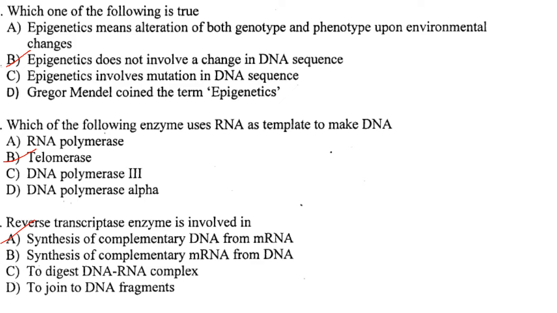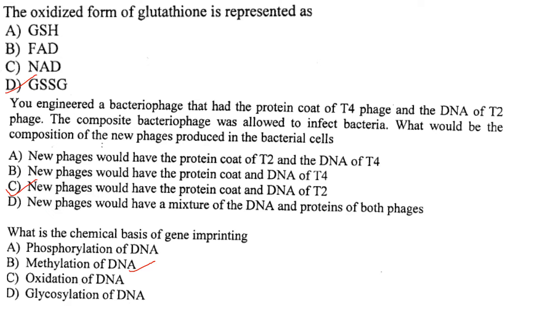Then which of the following enzyme uses RNA as template to make DNA? So it is telomerase that uses RNA as template to make DNA. Then reverse transcriptase enzyme is involved in. So it is involved in synthesis of complementary DNA from mRNA. Answer is option A. The oxidized form of glutathione is represented as GSSG.